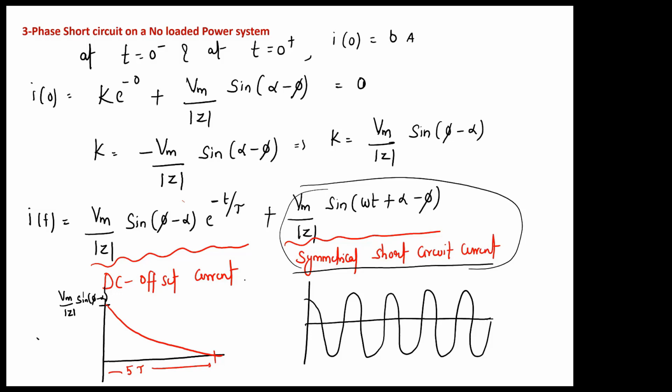The only two points we have to remember in this article: first, the short circuit fault current that flows immediately after occurrence of fault contains two components. One is DC offset current, the other one is symmetrical short circuit current. This DC offset current is exponentially decaying in nature. After some time it will decay to 0. The second point is that while designing the circuit breaker, you have to consider both the DC offset current as well as the symmetrical short circuit current.